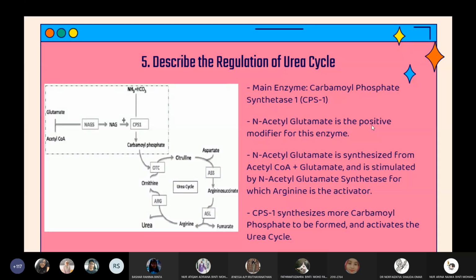I'm not sure. Is it inhibited by acidosis? Yes. How is it inhibited by acidosis? How does acidosis inhibit the urea cycle?